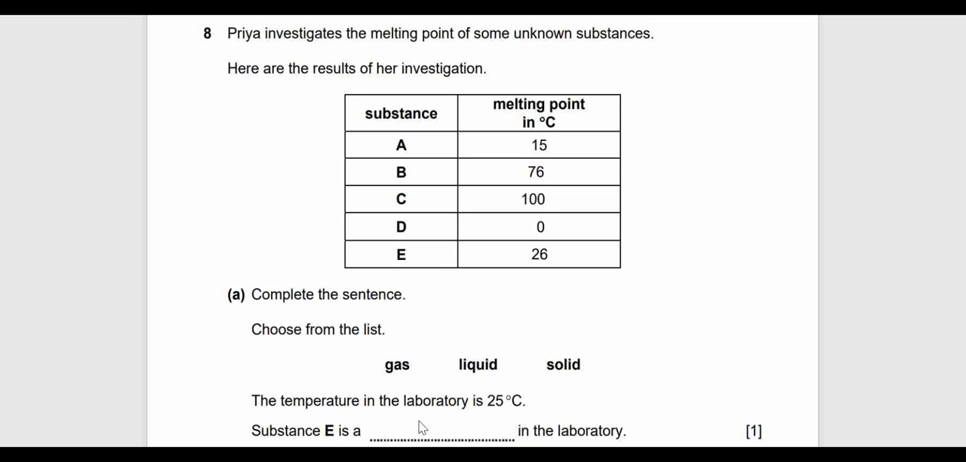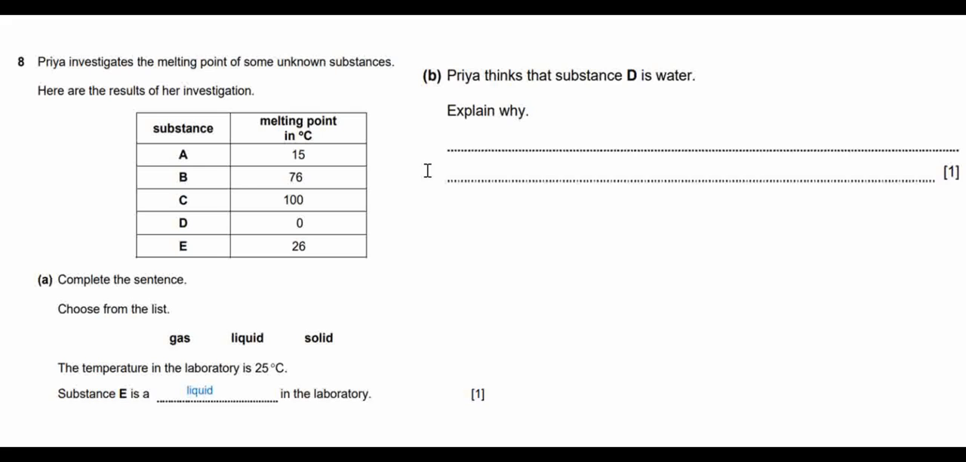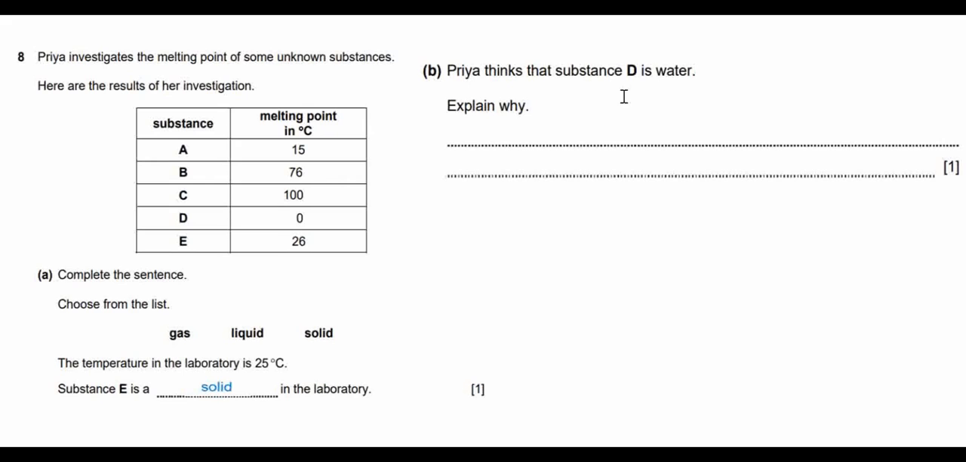Alright, let's open up the answer. It's a solid. E is a solid because its melting point is 26. 25 is lower than the melting point, so it's still in the solid state. Next, question 8B. Priya thinks that substance B is water. Explain why. 10 seconds from now, okay?